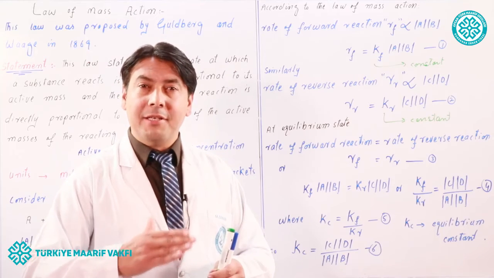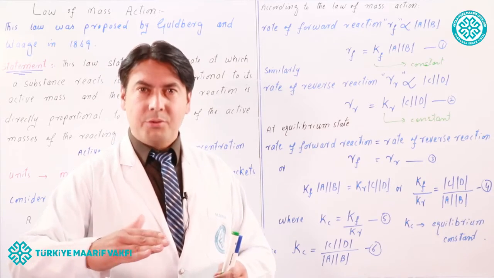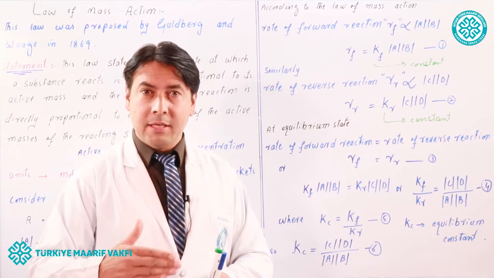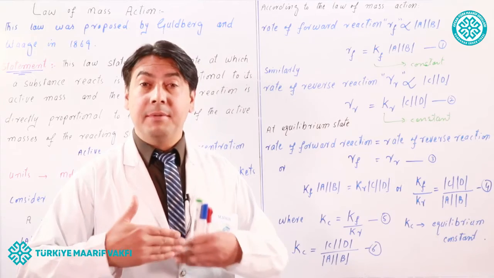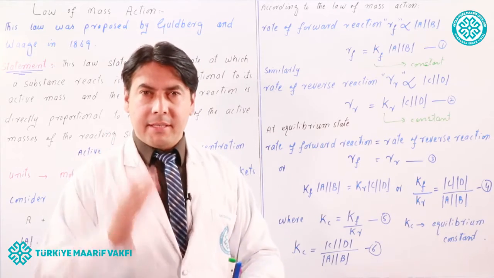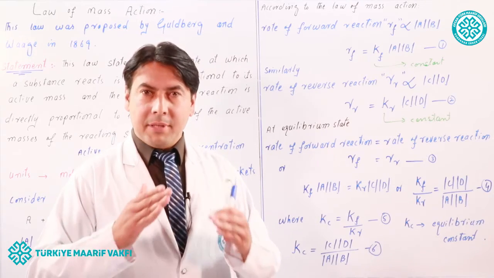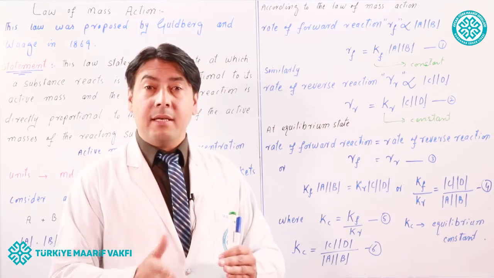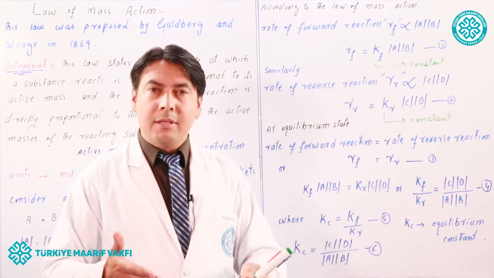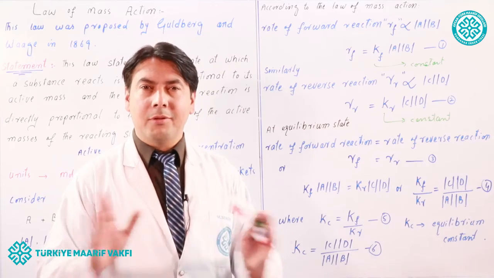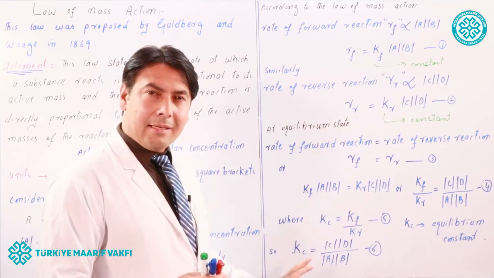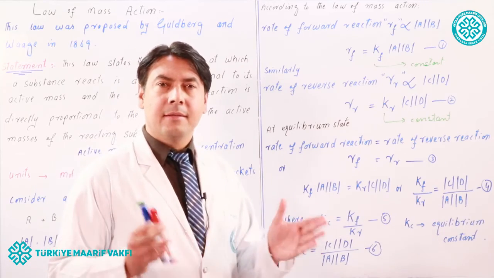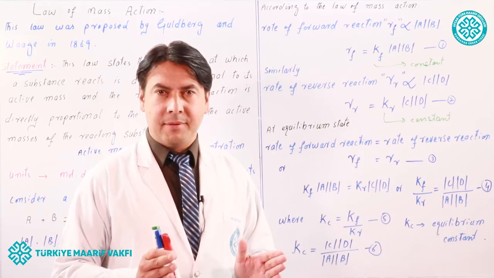So if the reaction is in the forward direction, the rate of forward reaction is directly proportional to the product of the active masses of the reactants. And for the reverse reaction, the rate of reverse reaction is directly proportional to the product of the active masses of the products. So this is the expression for equilibrium constant Kc, and this is the law of mass action.